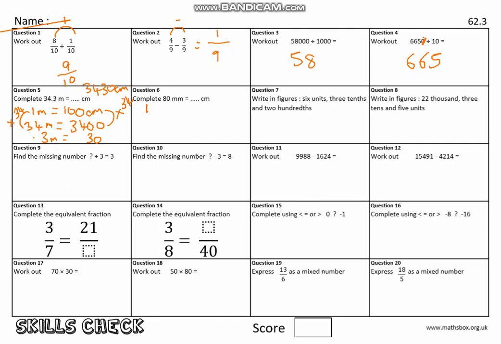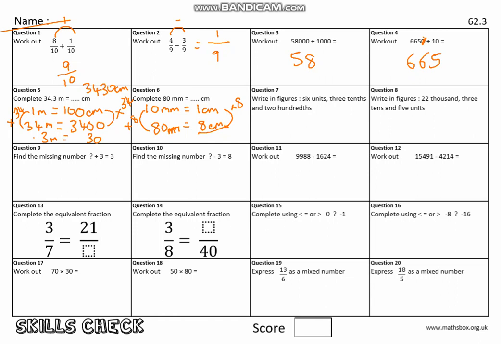Next one says, complete 80 millimetres equals how many centimetres? If I told you there are 10 millimetres in 1 centimetre, to get to 80 millimetres, what am I going to have to do? I'm going to have to times that by 8. That'll get me to 80 millimetres. And I'm going to do the same to the other side, just like I do on all my fractions and ratios, and I get 8 centimetres. So there's your answer: 80 millimetres equals 8 centimetres.